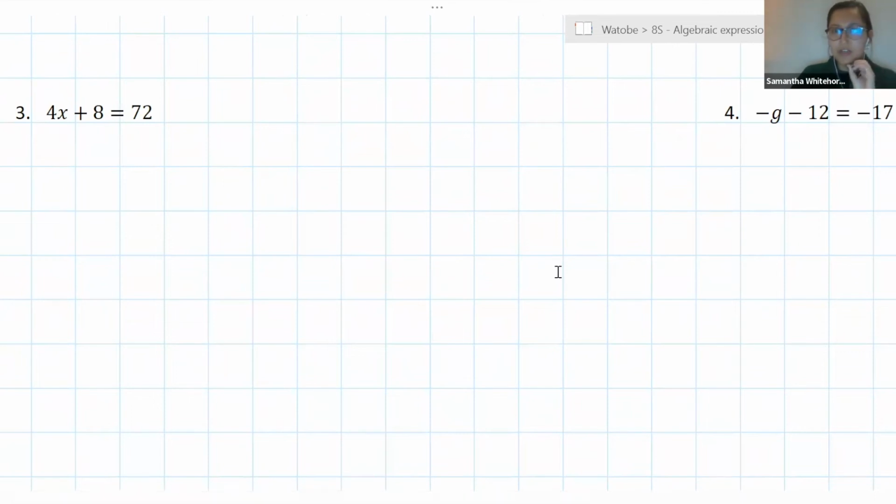Alrighty. So guys, we have got question 3, 4x plus 8 equals 72. And question 4, minus g minus 12 equals minus 17. Now, if you are feeling a little bit uncomfortable with the big numbers in question 3, I am perfectly happy with you using a calculator. I know not everyone's teachers might be happy with them using calculators, but I am happy if you want to. Otherwise, try and do it the best you can in your head.